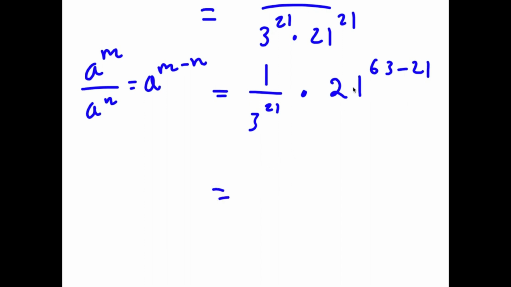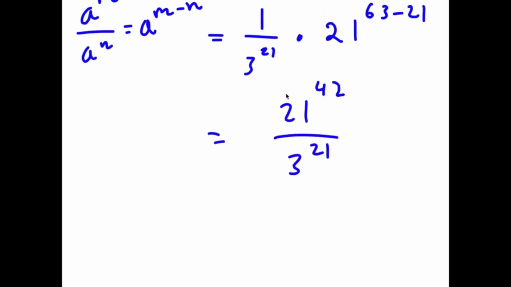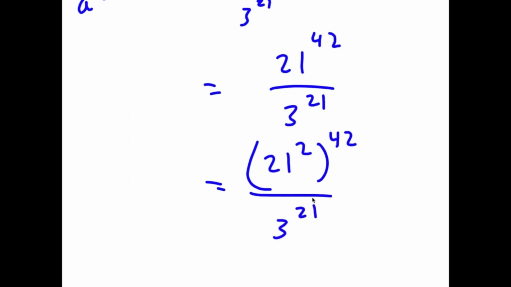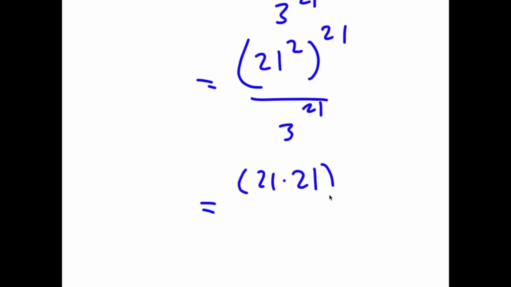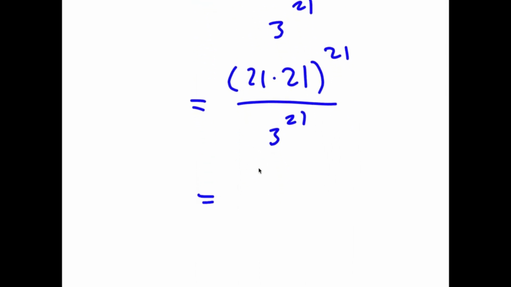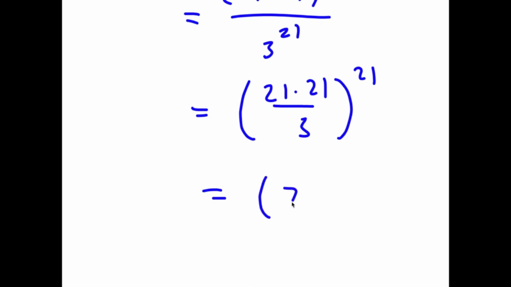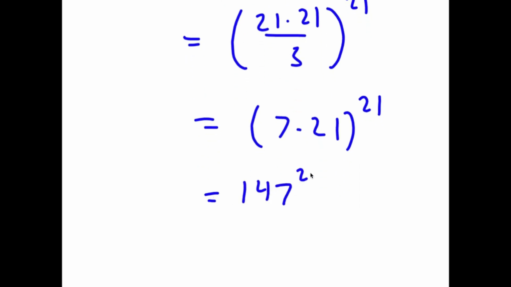Now, 21 to the power of 63 minus 21, that's the same thing as 21 to the power of 42. Now I have this over 3 to the power of 21. Now, 21 to the power of 42, that's the same thing as 21 squared to the power of 21. And 21 squared, well, that's the same thing as 21 times 21. So I have this to the power of 21 over 3 to the power of 21, which is equal to 21 times 21 over 3 to the power of 21. Now 21 divided by 3 is 7, so I have 7 times 21 to the power of 21, which is equal to 147 to the power of 21.